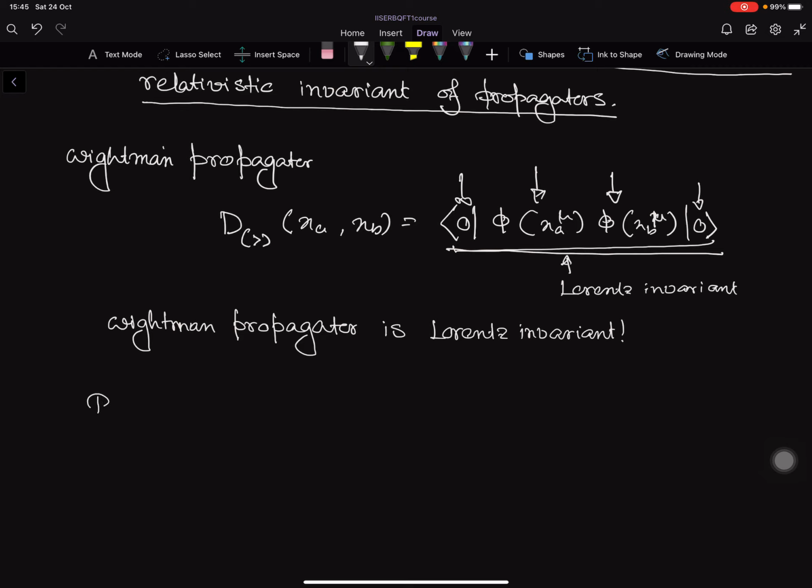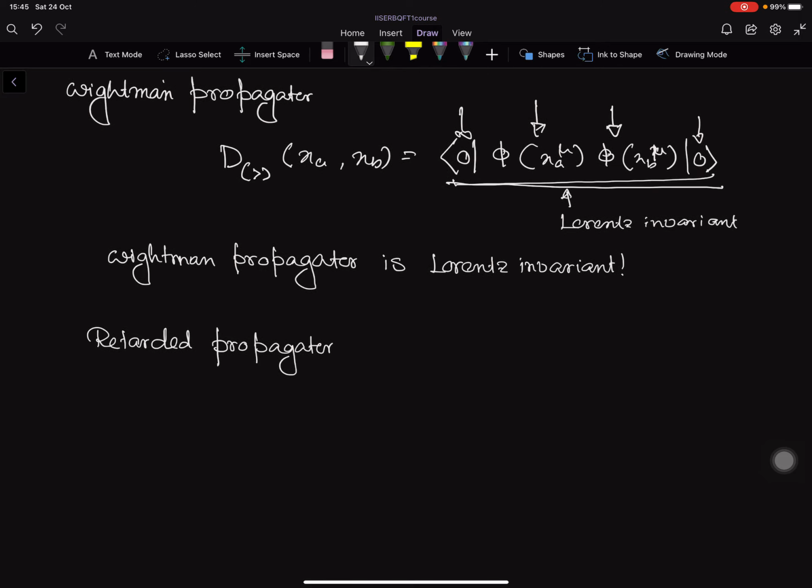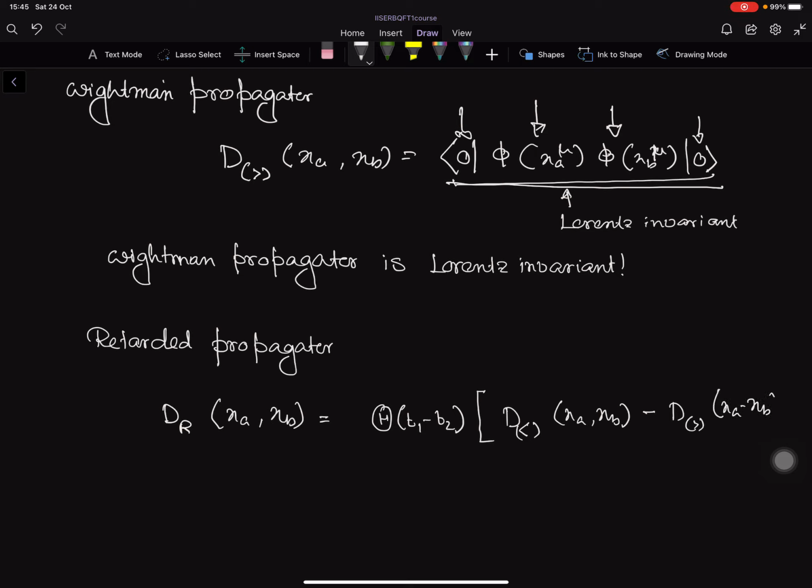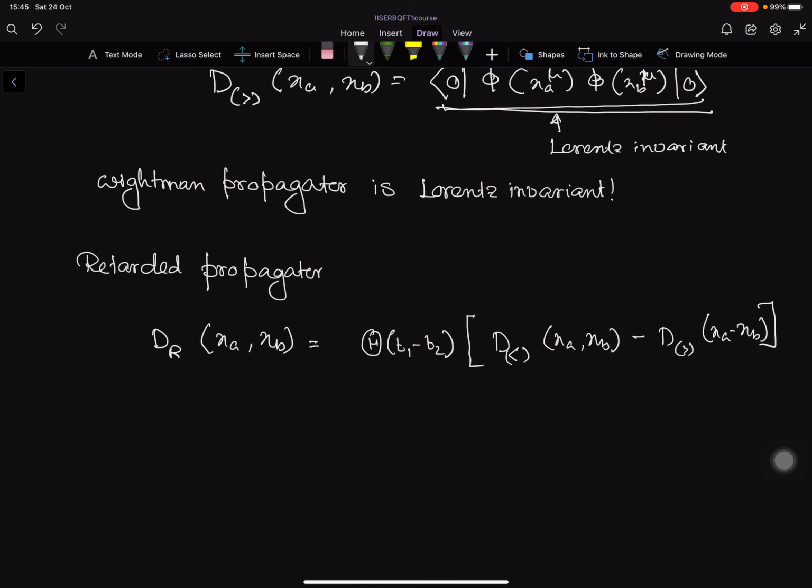Now what about the retarded propagator? When we defined the retarded propagator, this definition is true for any two points. Now you see that even this object is relativistic invariant.